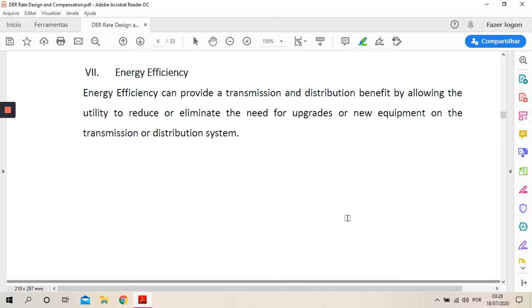Energy efficiency. Energy efficiency can provide a transmission and distribution benefit by allowing the utility to reduce or eliminate the need for upgrades or new equipment on the transmission and distribution system.